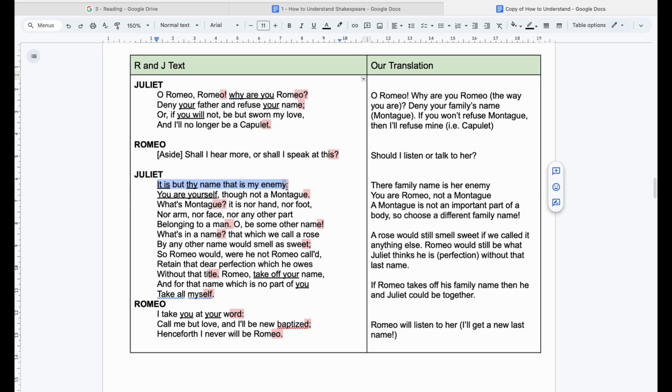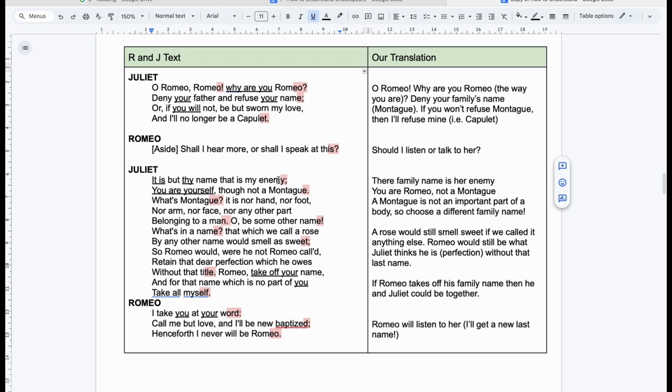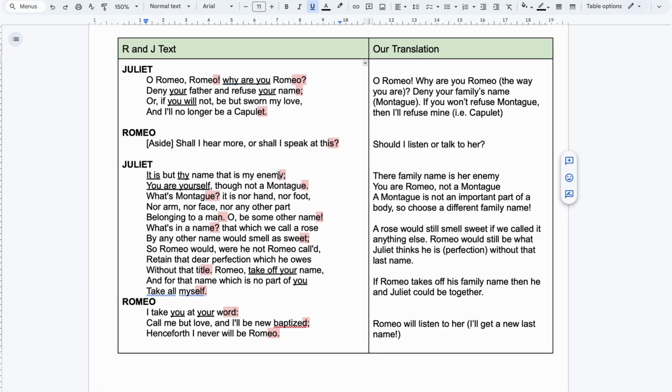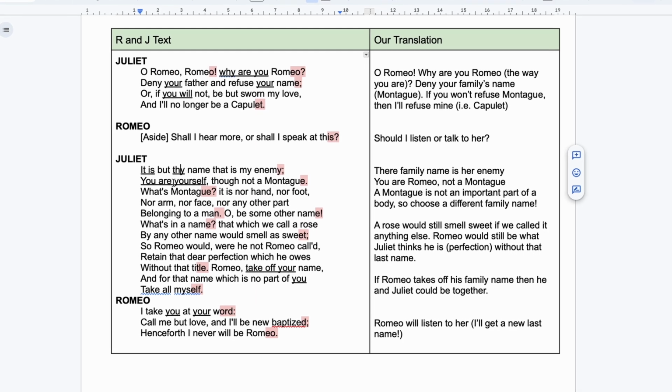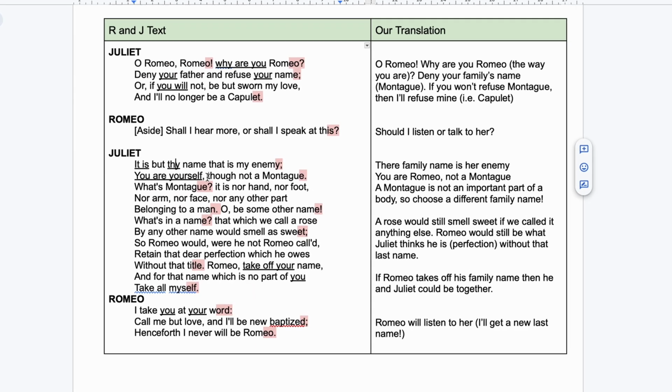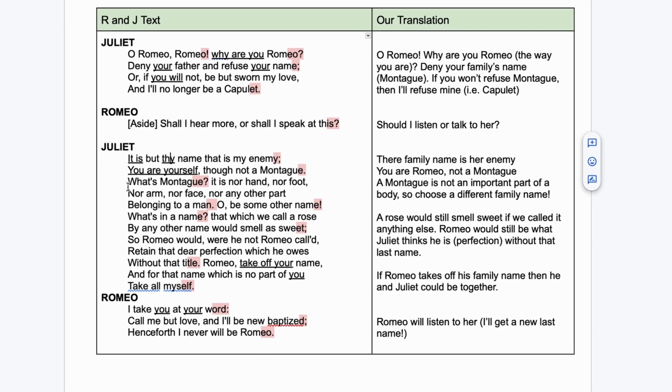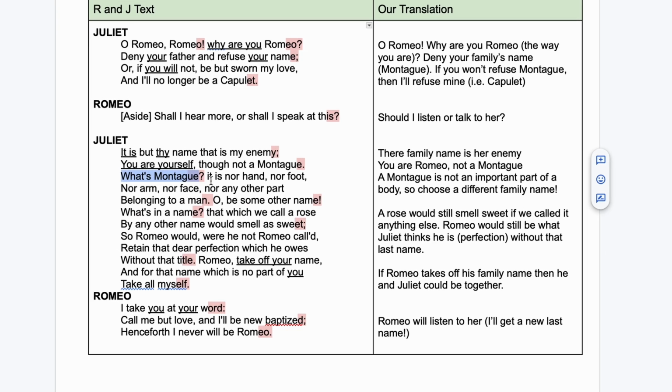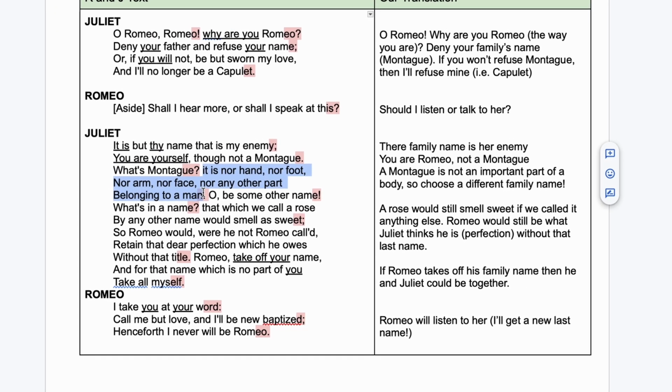Let's look at the first sentence. Is your name that is my enemy? Well, that's easy to understand. And again, instead of thou art thyself, it's like, no, you are yourself, though not a Montague. Again, look at this. What's Montague? Just a simple question.